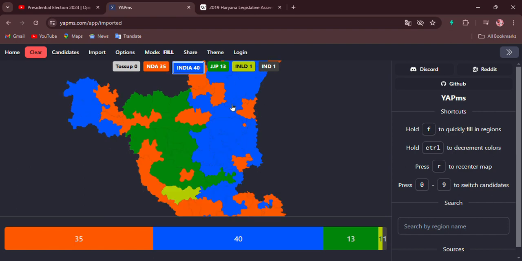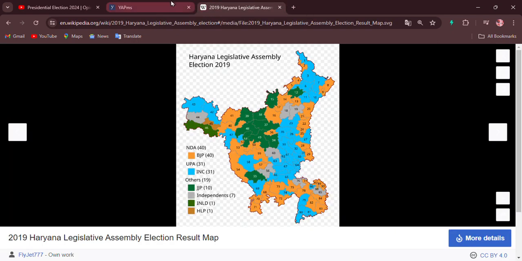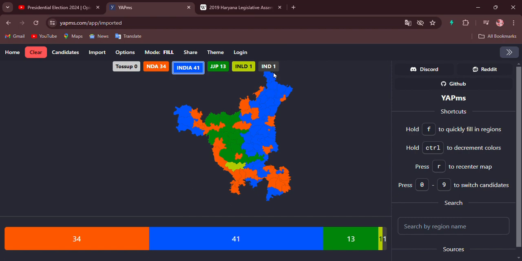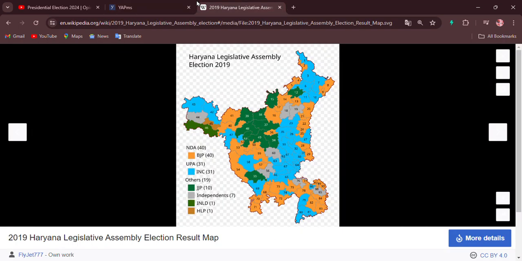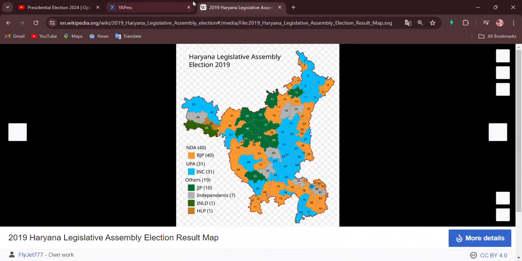As you can see, the significant things you will notice are that BJP improves in the South Haryana region, and Congress improves in East Haryana, which is one seat. India Alliance improves in West Haryana, which is their key area to perform, where JJP controls its hold over the central and north Haryana.